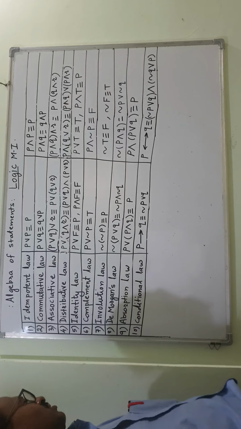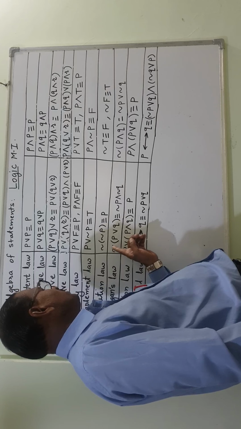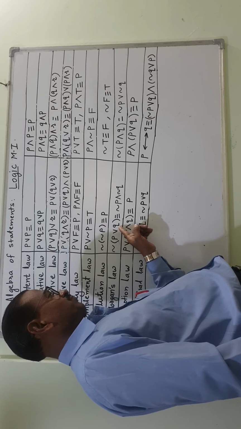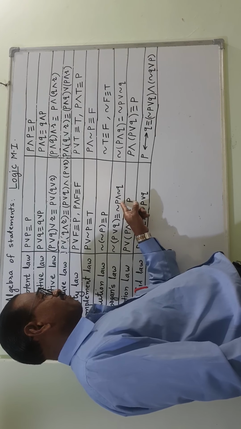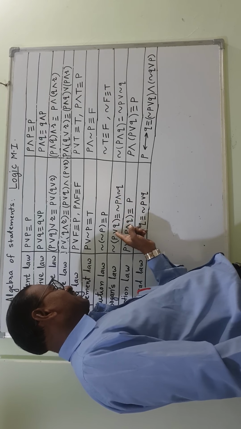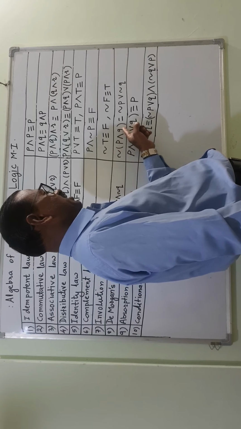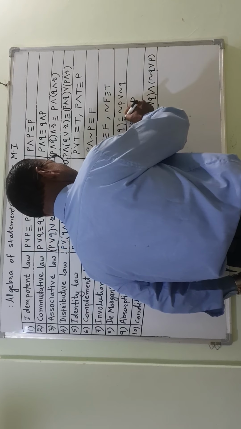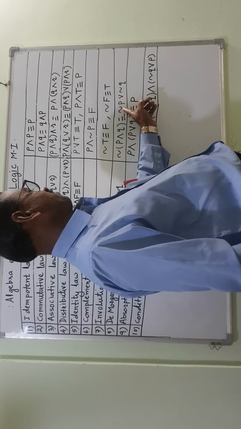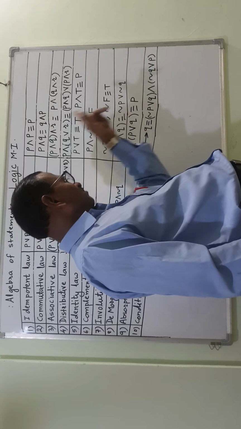So remember in the short way. De Morgan's laws. If it is negation of P or Q, then it will be negation of P and negation of Q. Means this sign will get inverted. If it is and, here it will be or. Negation P and negation Q is equivalent to negation P or negation Q. That means this sign will be changing.